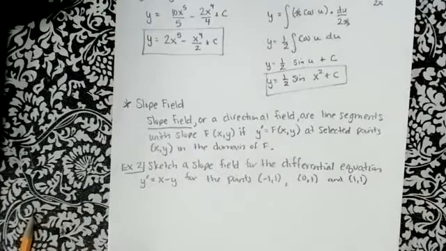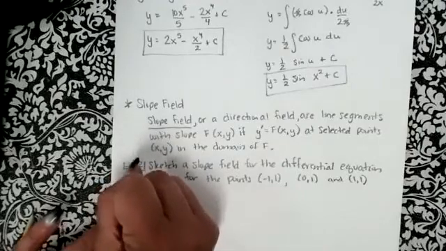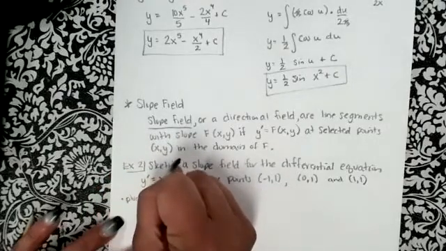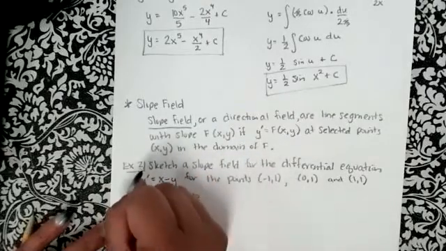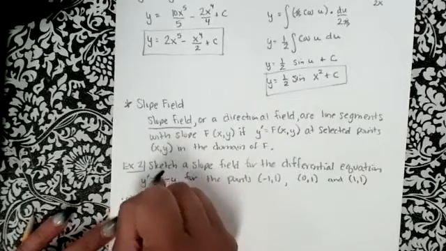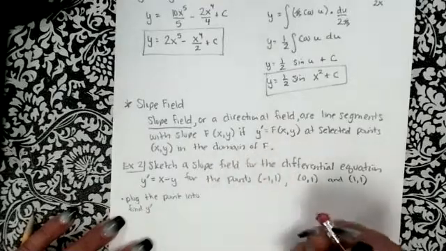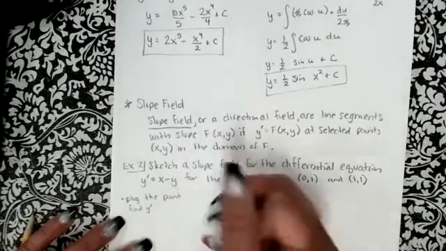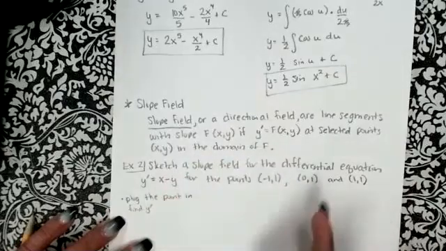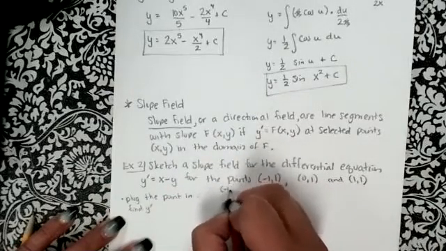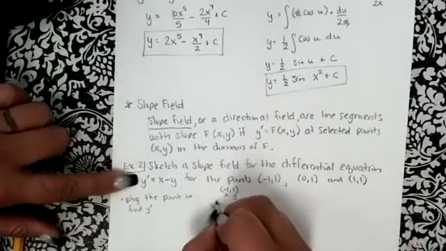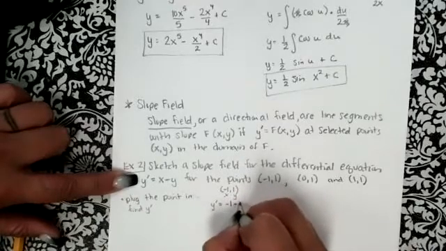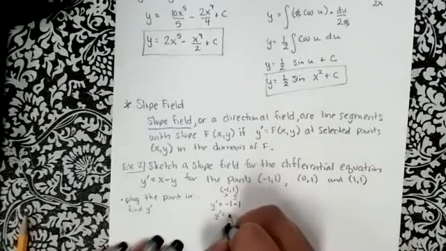So the first thing you have to do is plug the point into the derivative to find the y prime. So for the first point, we have negative 1, 1. So the x is going to be negative 1. The y is going to be a positive 1. So y prime is equal to the x, which is negative 1, minus 1. So y prime equals negative 2.